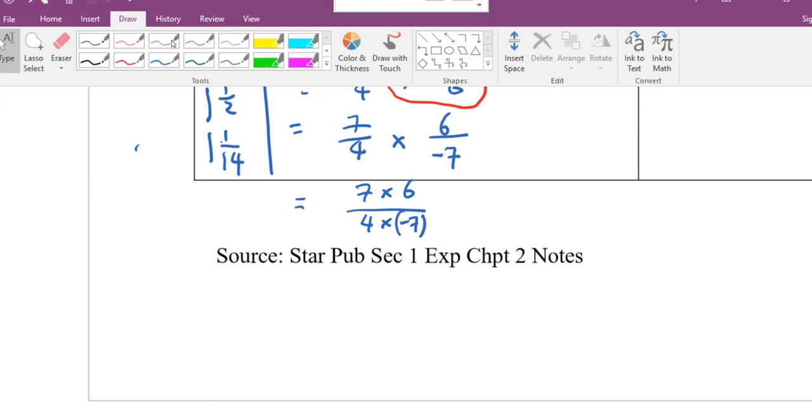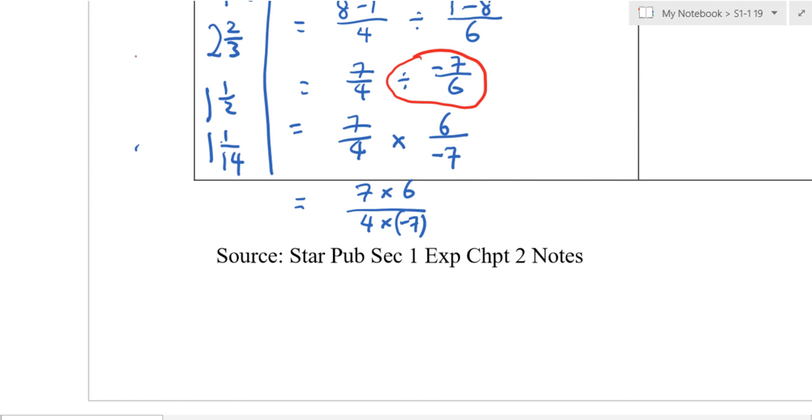Now, let's try. What do you want? Can divide by 7 by what? Divide 7 by what? Oh, I lose everyone already. Everyone is either lost or not listening already.